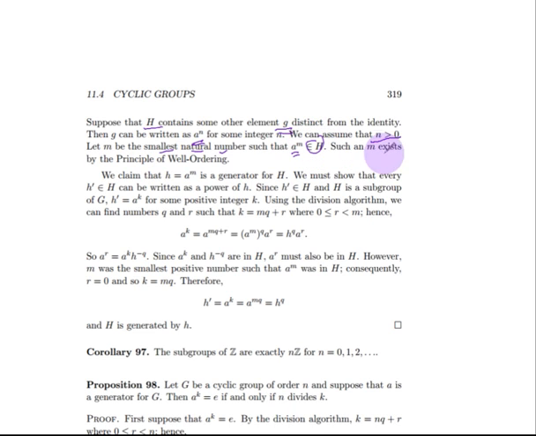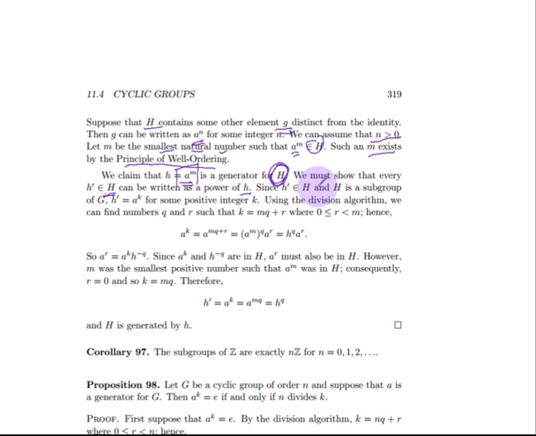Such an m must exist, because there must be a smallest m, since it can't be smaller than 0. We call this the principle of well ordering, but it's very intuitive. So we claim that this smallest power of A is in fact a generator for the entire subgroup. First of all, we must show that every element of this subgroup can be written as a power of A to the m, where m is the smallest power of A.